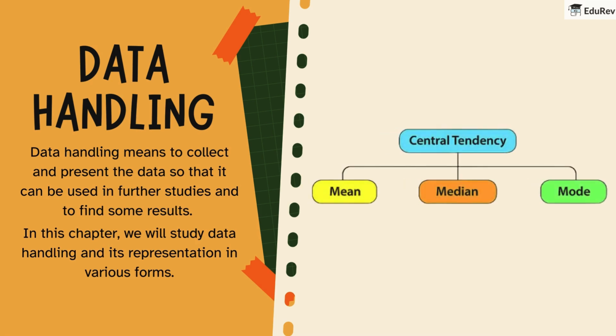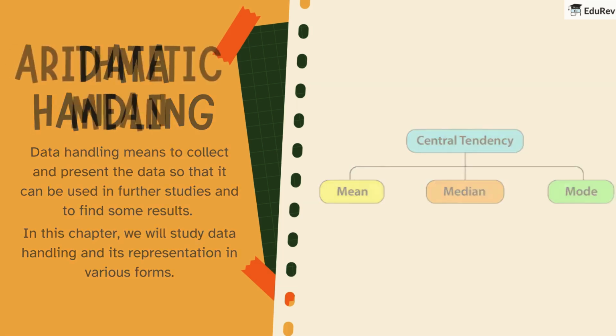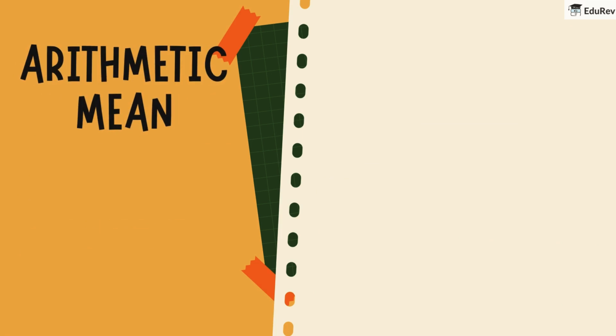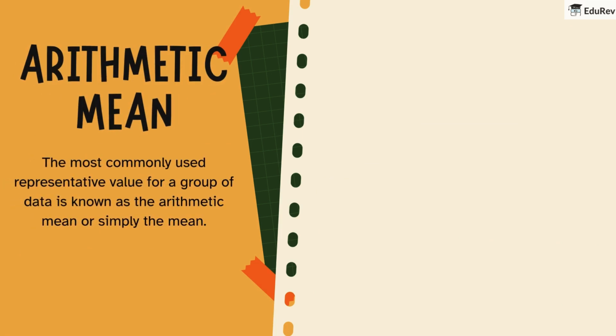Let's start with central tendency. There are three main measures of central tendency: mean, median, and mode. First, we have the mean. The most commonly used representative value for a group of data is known as the arithmetic mean or simply the mean. It lies between the highest and the lowest value of data.